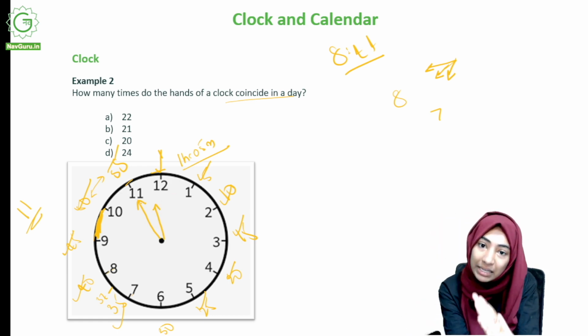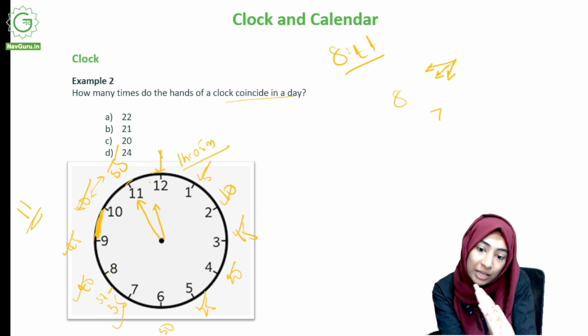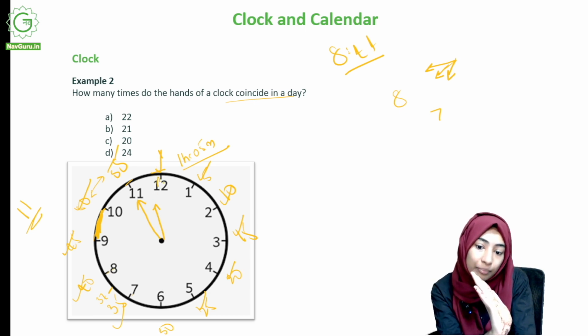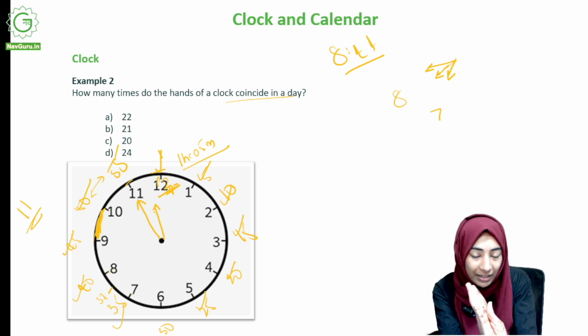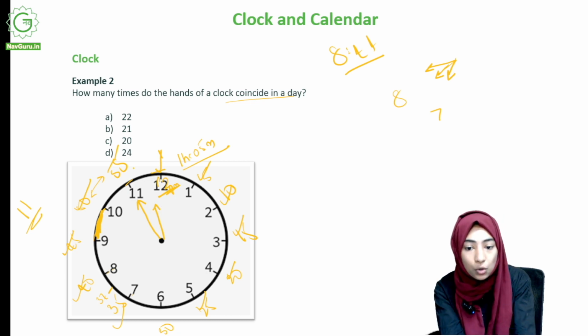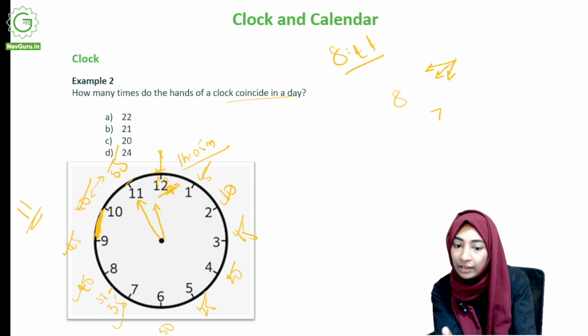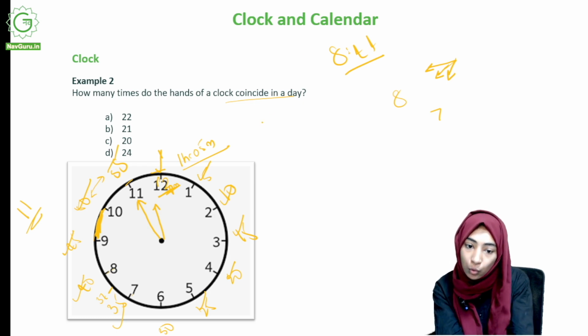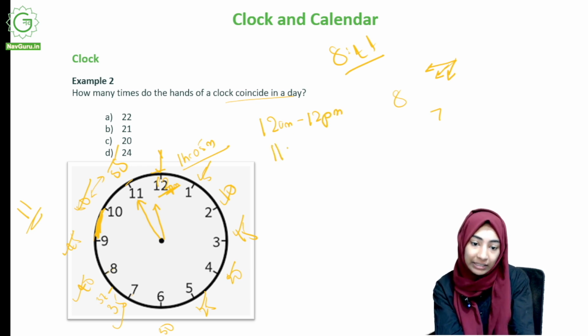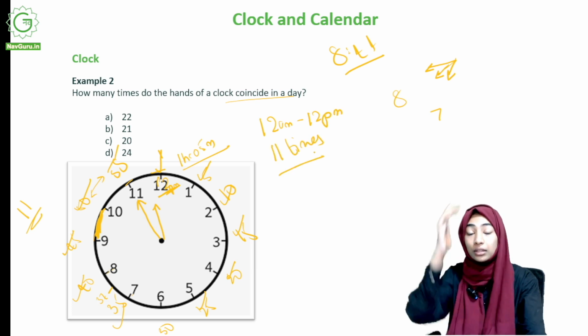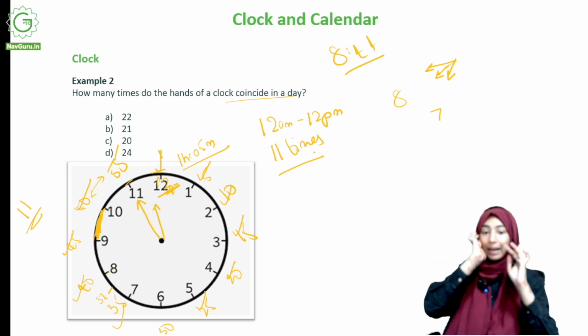Then they will meet. When will they meet? They will actually meet only at 12 p.m. Okay, or like very close to 12 p.m. So if you go from 12 a.m. to 12 p.m., the clocks coincide 11 times. People sort of tend to think 12 times, but no, it happens only 11 times.